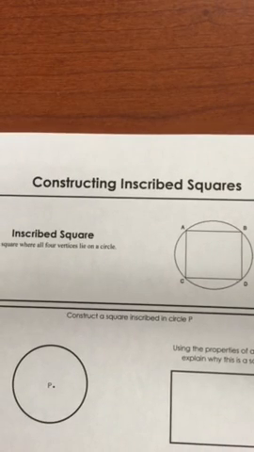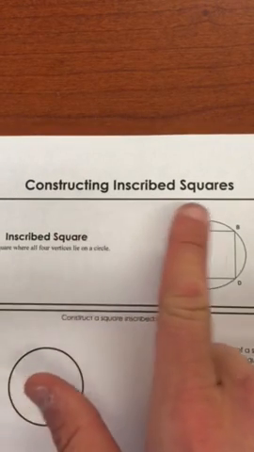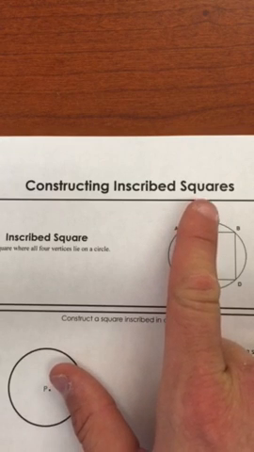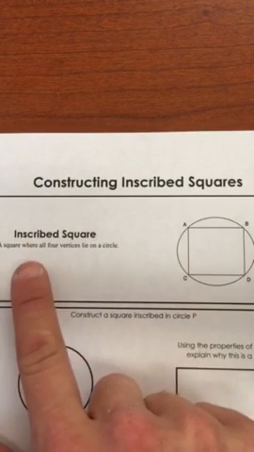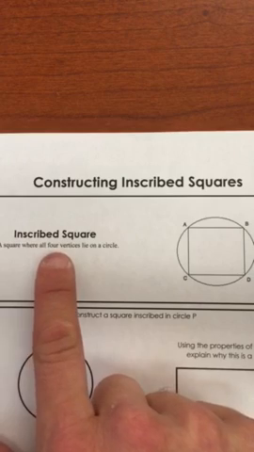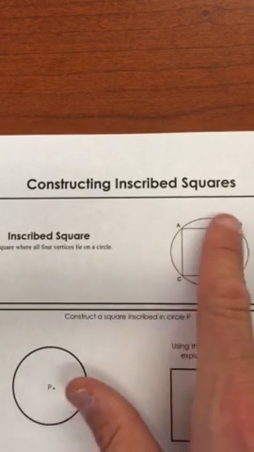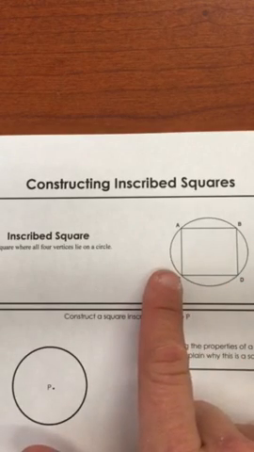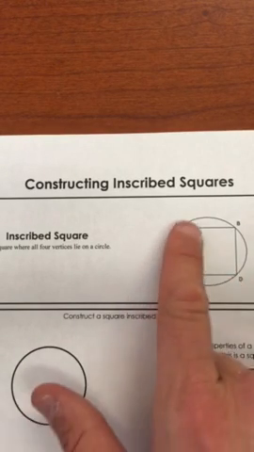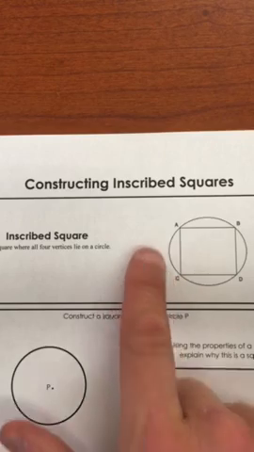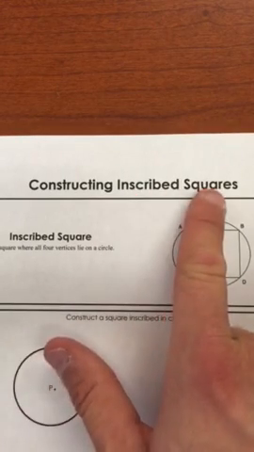All right, for our second part of this lesson, we're going to be constructing inscribed squares. So we should probably know what an inscribed square is. An inscribed square is a square where all four vertices, that's the corners, lie on the circle. So A, B, D, C, as you see here, all four vertices lie on the circle. So this is an inscribed square.